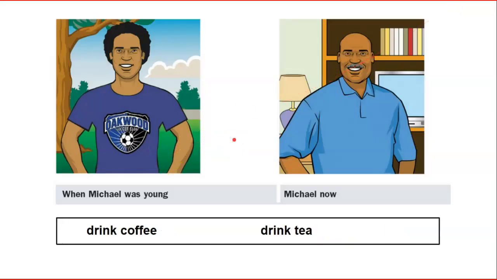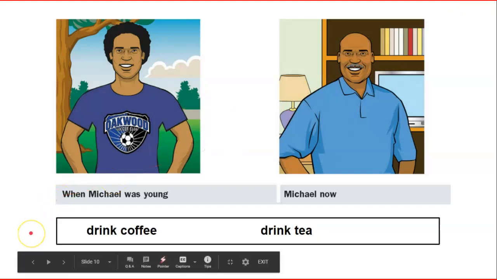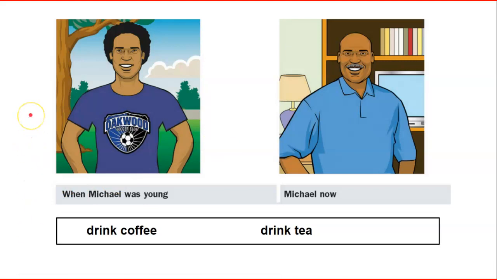All right, let's try. Esther, do you want to try this one? Okay. When Michael was young, he used to drink coffee, but now he drinks tea. Good. Excellent. That was perfect.